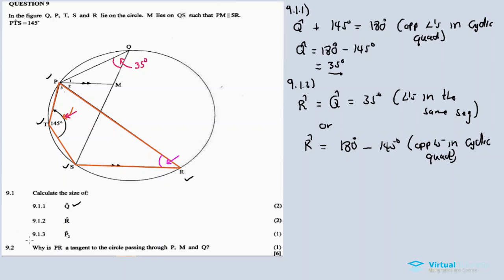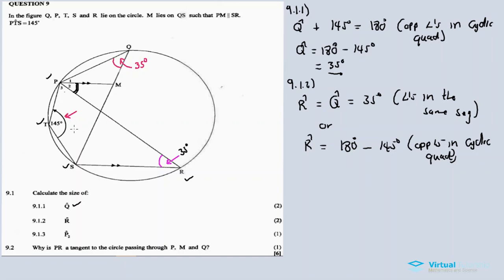Now we go to angle P2. We want to calculate angle P2, right? This is our angle P2, and then I just calculated angle R, and in total angle R is equal to 35 degrees yet again, right? Same as Q. And then I want this angle P2.